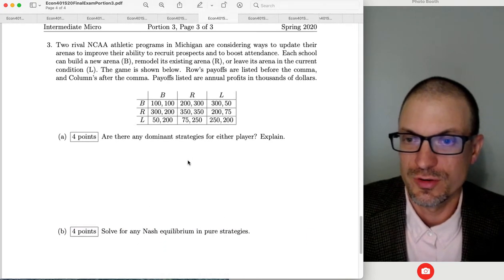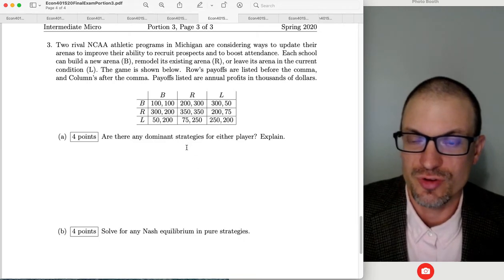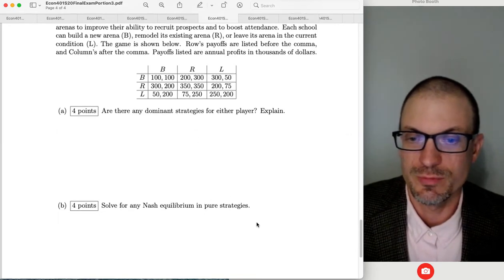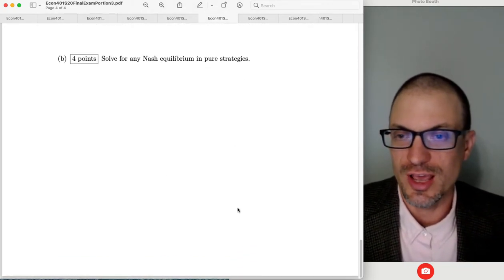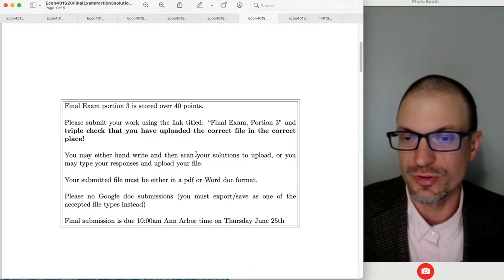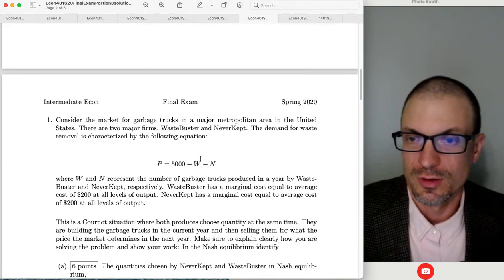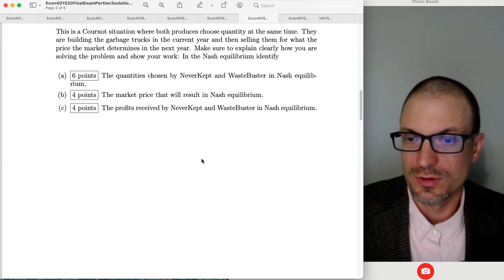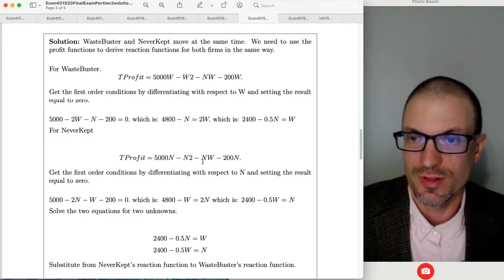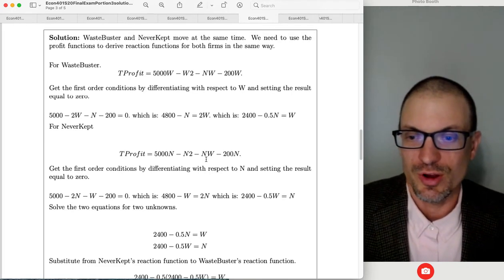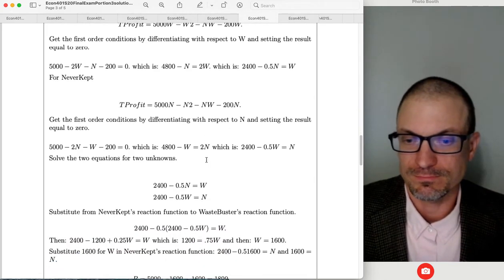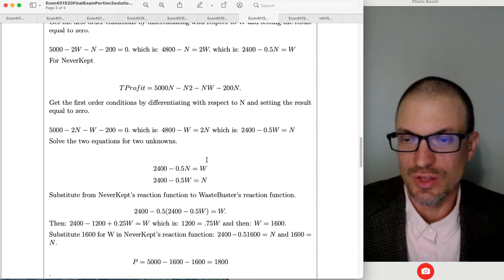Okay, so here's the game theory question asking for dominant strategies. Solve for Nash equilibria in pure strategies. If it says pure strategies, you're not looking for any mixed strategy Nash equilibria, though one certainly exists. Here is the solution to that video. Solution to that question. This is a Cornell question.